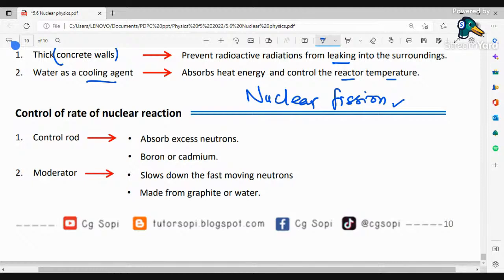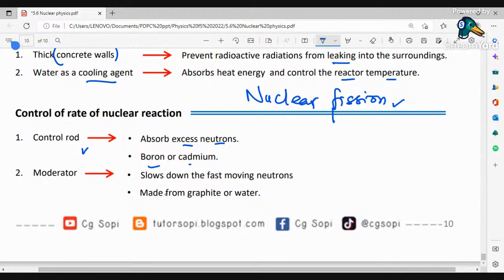Okay, inside, to control rate of nuclear reaction, you can use control rod, either boron or cadmium to absorb excess neutron. Maksudnya dia control guna sebab satu fission akan produce 3 neutron. So just absorb 2. Only left 1 for the process. So control process by using boron or cadmium.